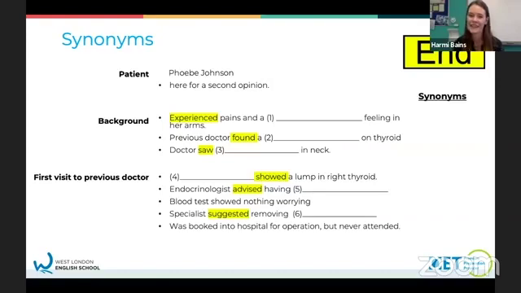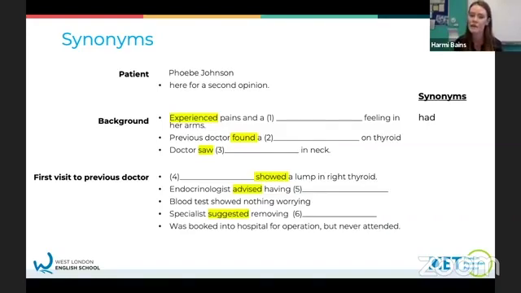All right. Have you got an idea for experience, Raj? Having. Yeah, having, same thing, definitely. If you experience pains, you basically have pains. Good. So it's quite likely that in the transcript you would hear the word had, definitely.